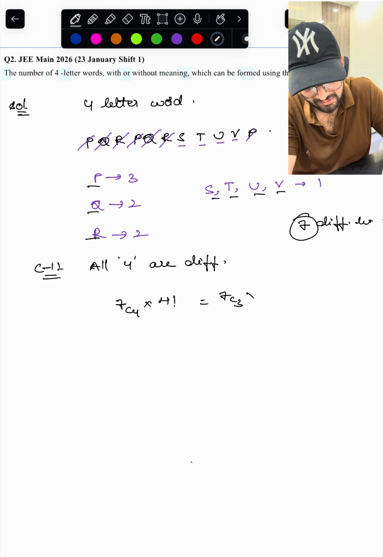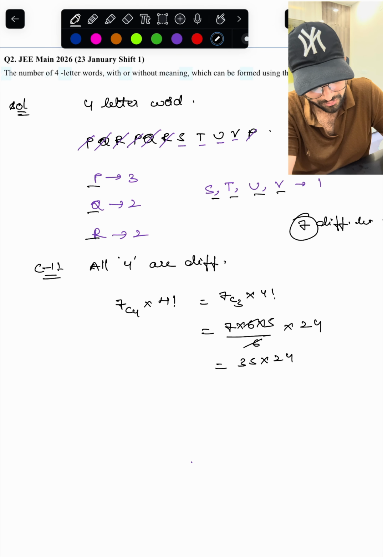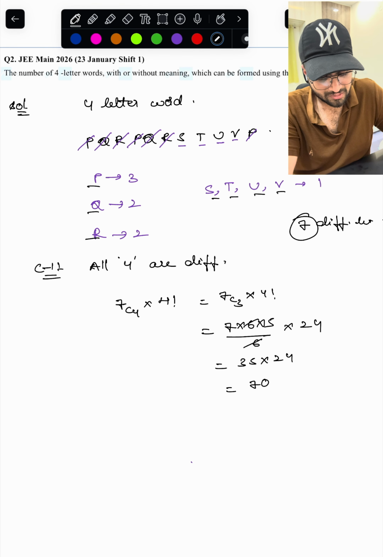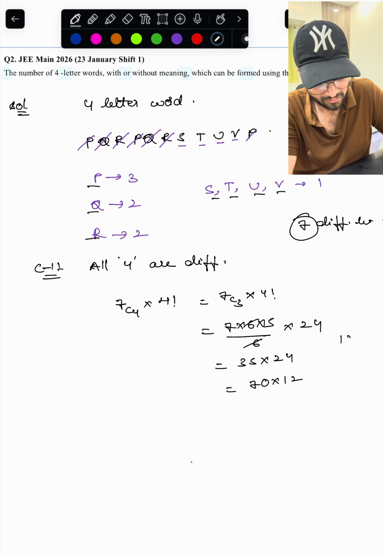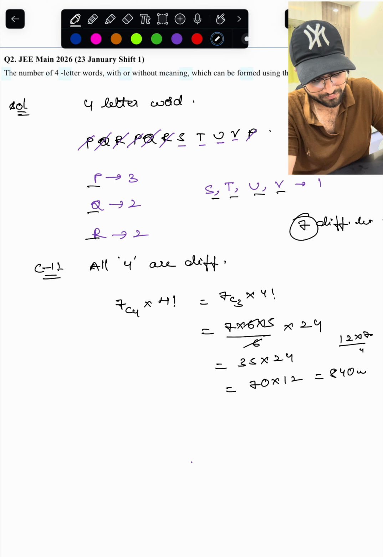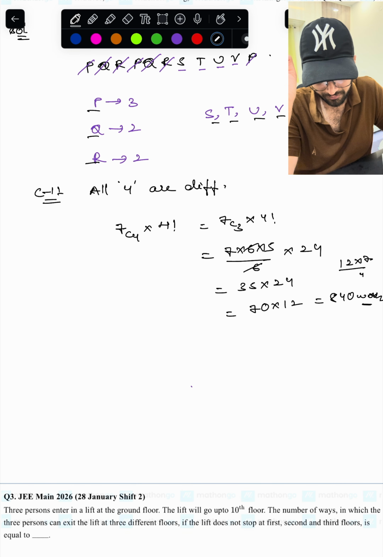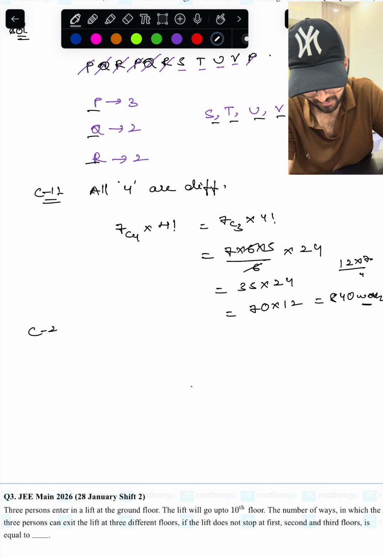So we can calculate: 7C4 means 7C3, into 4 factorial, that is 7 into 6 into 5 by 6, into 24, which is 35 into 24, that means 70 into 12. 12 sevens are 84, so 840 words can be formed with all letters different.